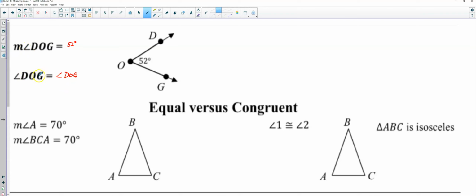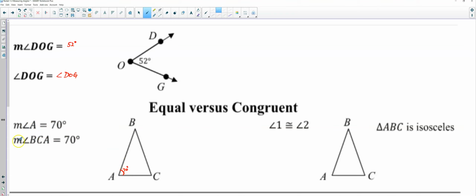Angles are equal only if it's the same angle. But there is a difference between equal and congruent. We went over that difference in a previous lesson when we were talking about segments. Now we're going to be talking about angles. Okay? Okay, let's say that we say the measurement of angle A right here equals 70 degrees.